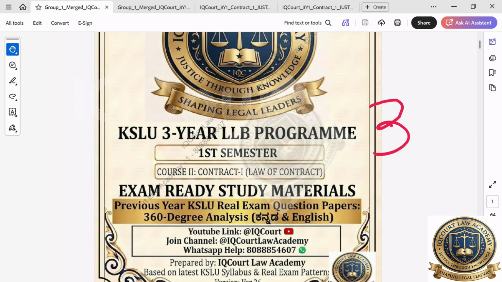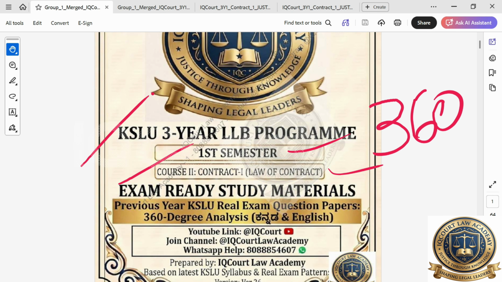Let us start with 360-degree analysis and recap of Course 2, Contract 1, Law of Contract of first semester KSLU 3LB program. We'll do a very quick recap. I'm going to explain it very fast, in both Kannada and English, too fast, like an express train. So don't miss any points, okay? You don't have time, you need to study for the exam, so I'm going to explain it very fast.